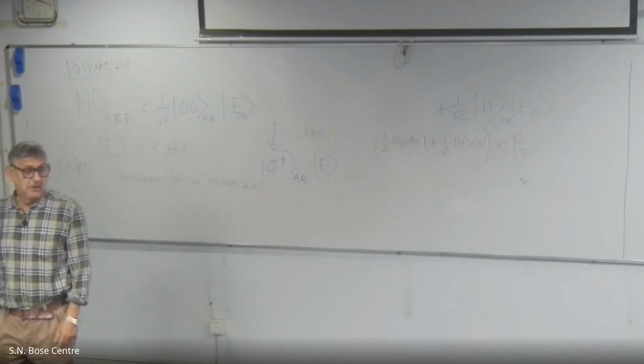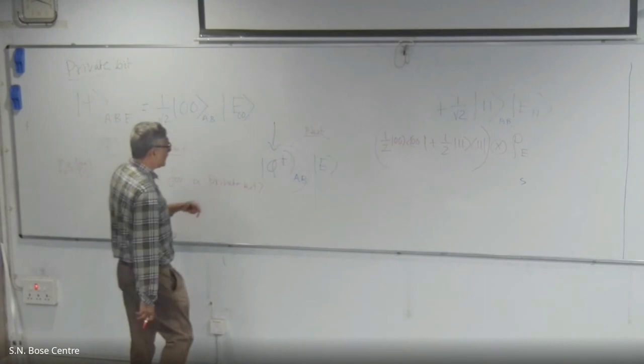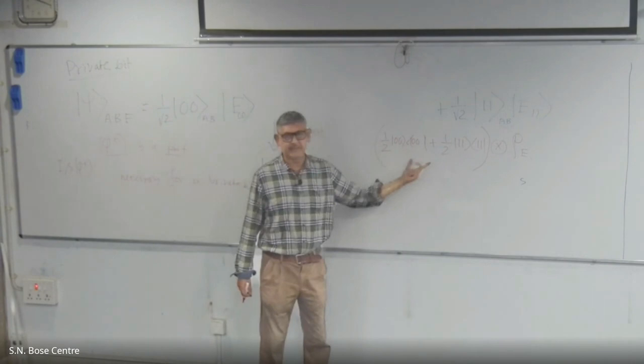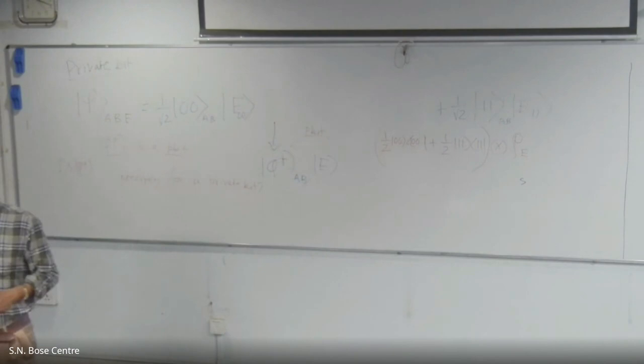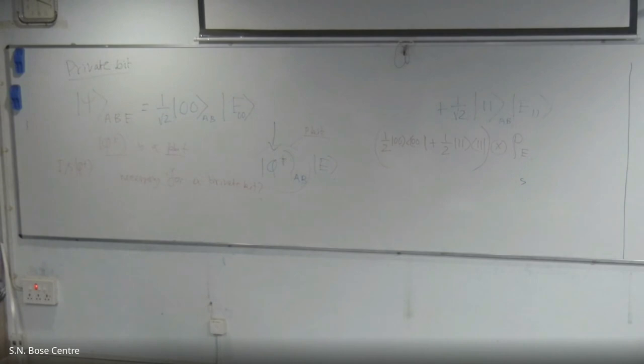But the question is, I have to see whether there is some more general state than this which can generate correlation like this. If they generate correlation like this, where Alice and Bob share a bit, but the system is completely uncorrelated, then I can tell they have generated a private bit. So again, we start with this thing.